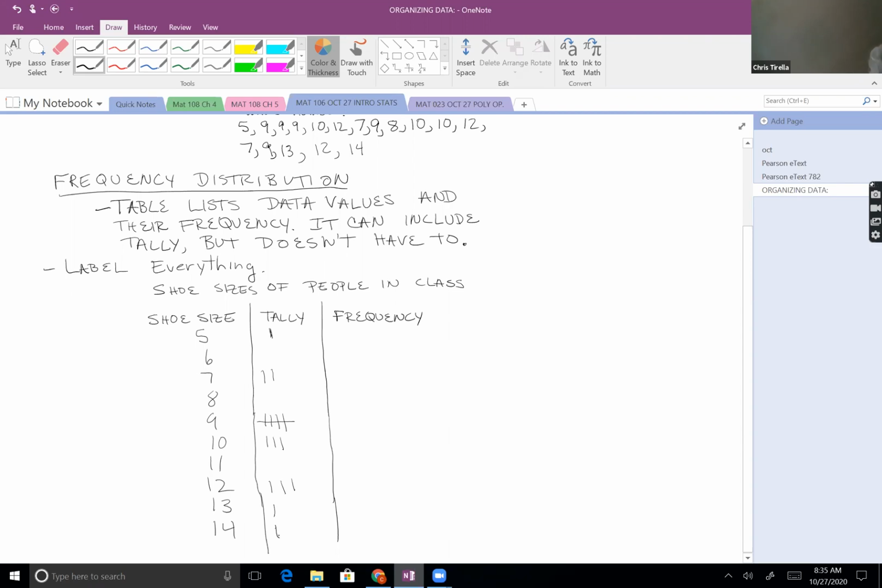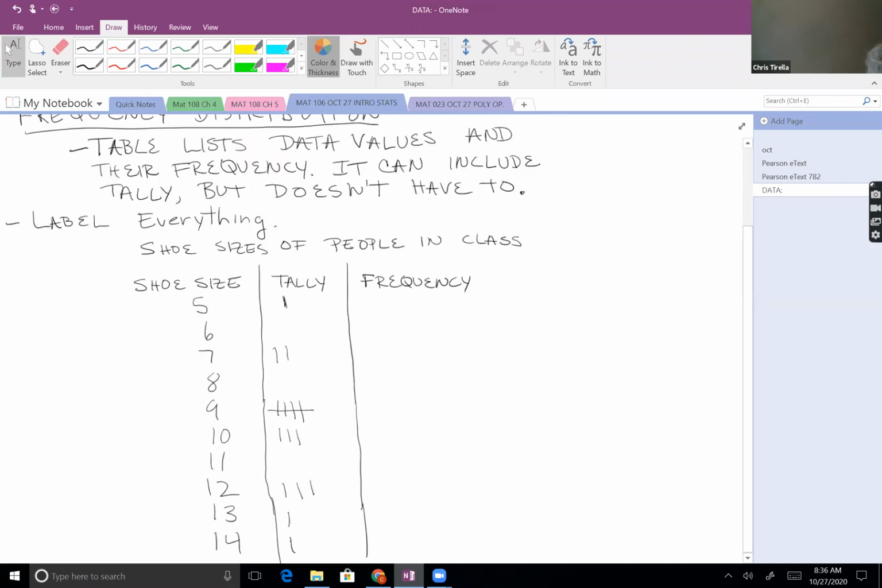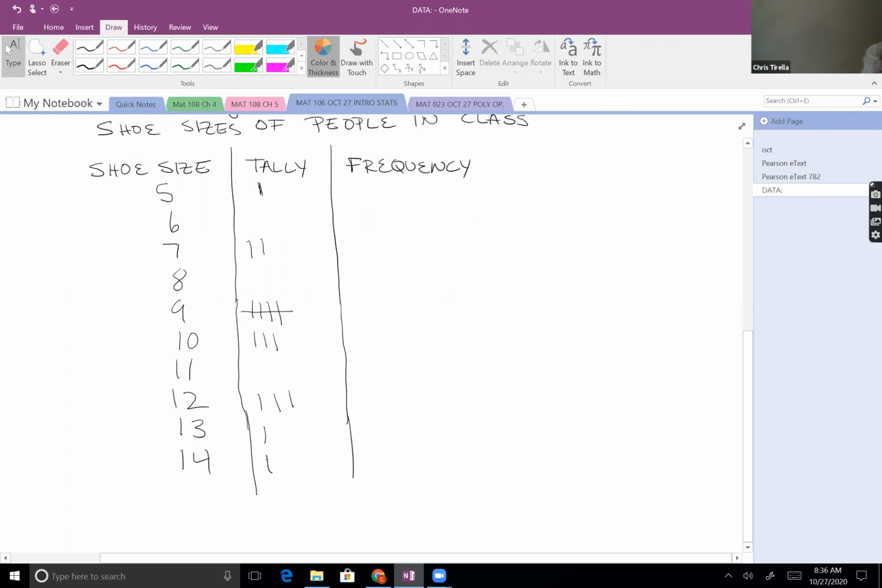And has everybody seen that idea of making a tally with the slash marks to help us count up? And so now my frequency is going to be how many slash marks I have, what my tally is. So there was 1 5, no 6s, 2 7s, no 8s, 5 9s, 3 10s, no 11s, 3 12s, 1 13, and 1 14. Miss Trilla, there was 1 8.